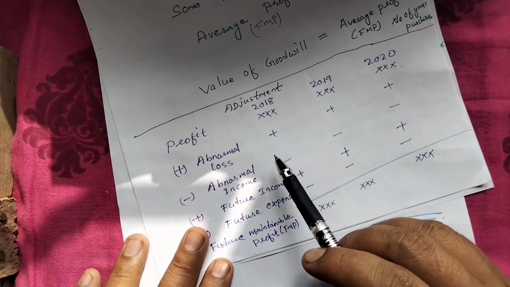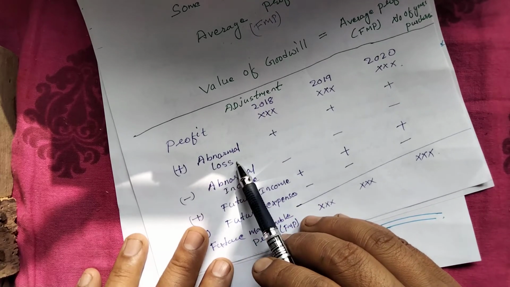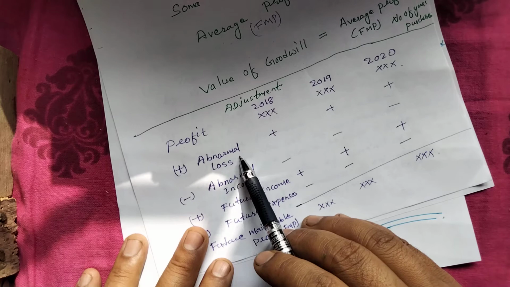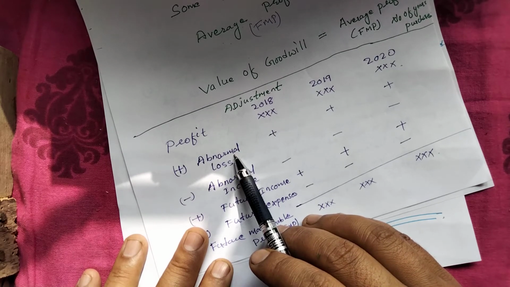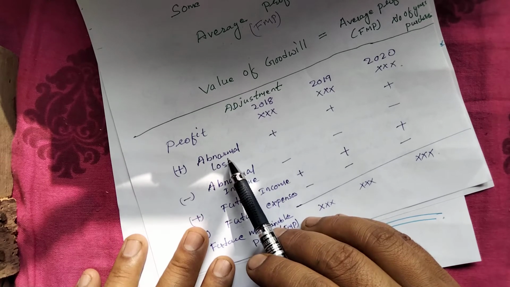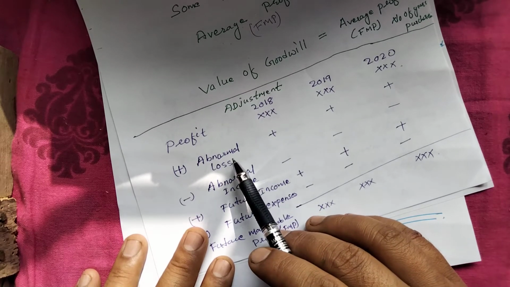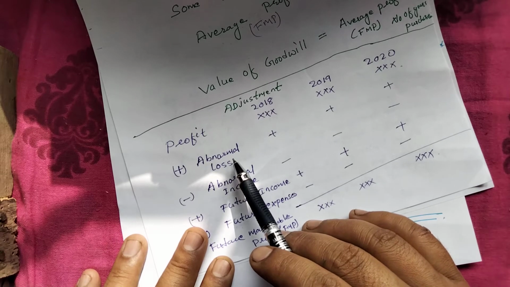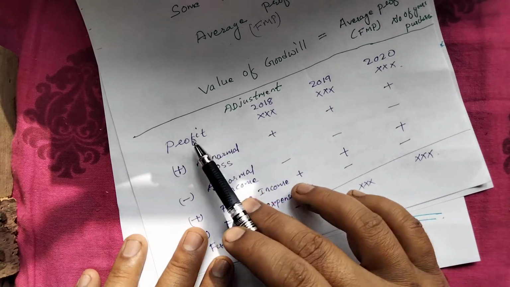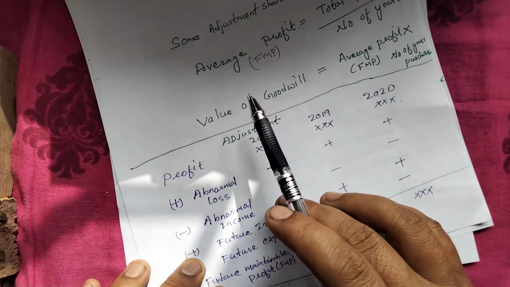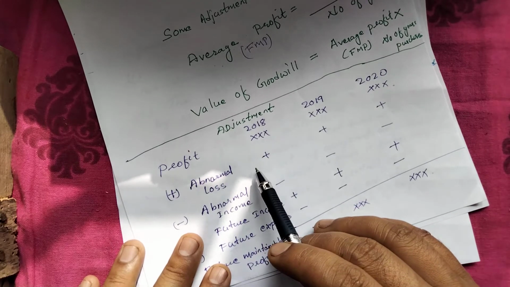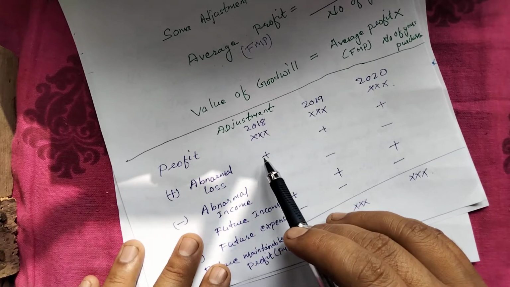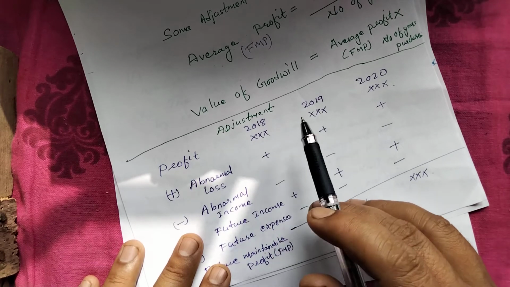What are the adjustments? See, abnormal losses. Abnormal losses means those losses incurred by the transferor company which are very abnormal, which are not going to happen again and again. For example, this particular A Ltd has incurred a loss in 2018 due to fire. So this is a very abnormal loss.